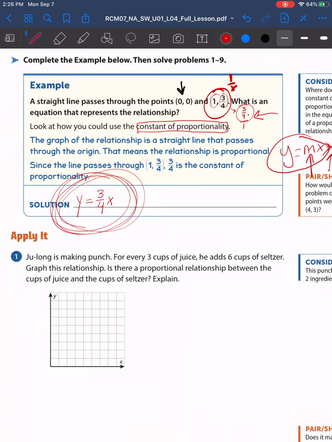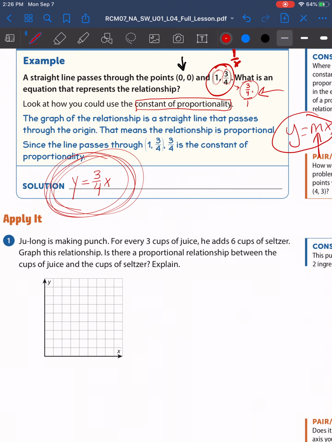Number 1. Ju Long is making punch. For every 3 cups of juice, he needs 6 cups of seltzer. Graph this relationship. Is there a proportional relationship between the cups of juice and the cups of seltzer? Okay, let's put cups of juice down here, and then let's put cups of seltzer over here.